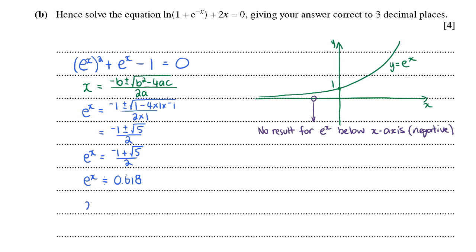We can find x, therefore, is equal to, turn it into a log, ln, which is log base e of 0.618. Put in a calculator, we have our answer. x is approximately -0.481.